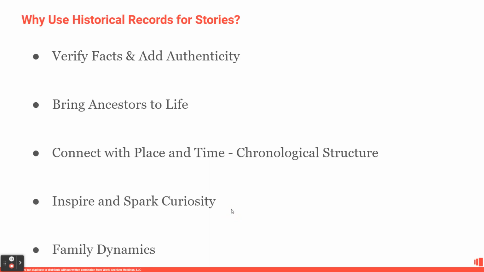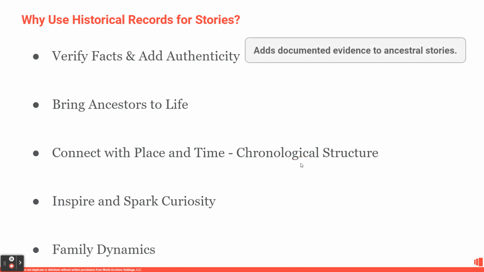So I want to first start just by talking about some of the important reasons why you want to use historical records for stories. You can verify facts and add authenticity to your stories. It really helps you add that documented evidence to corroborate your stories. And we're going to talk about how each one of these plays into different records as we look at them. This one is one of my favorites. I think this one is really important to be able to add that factual piece to stories.